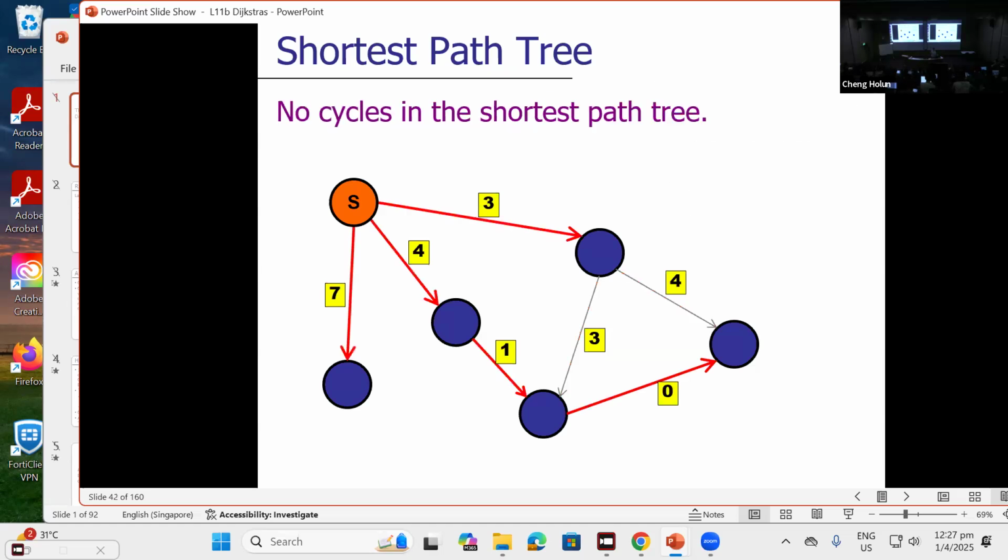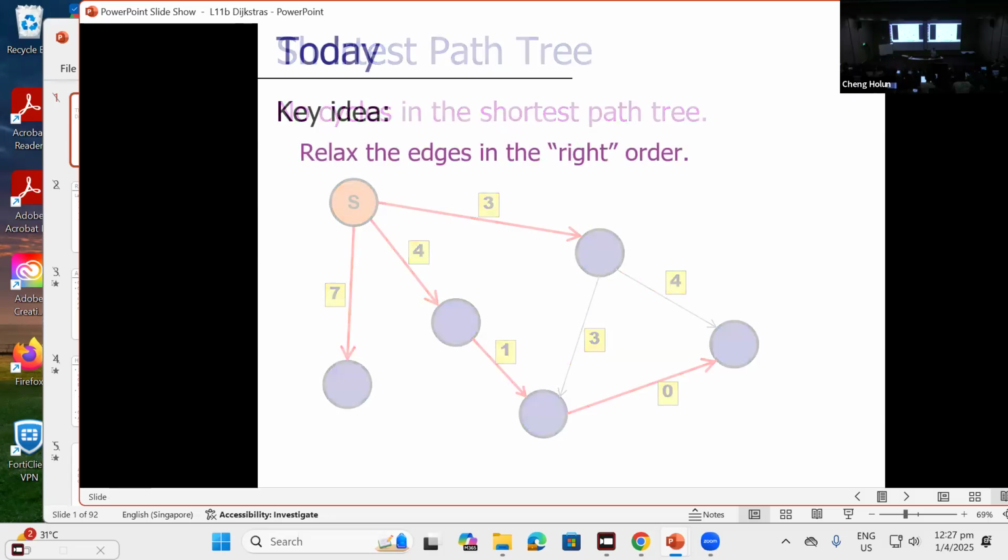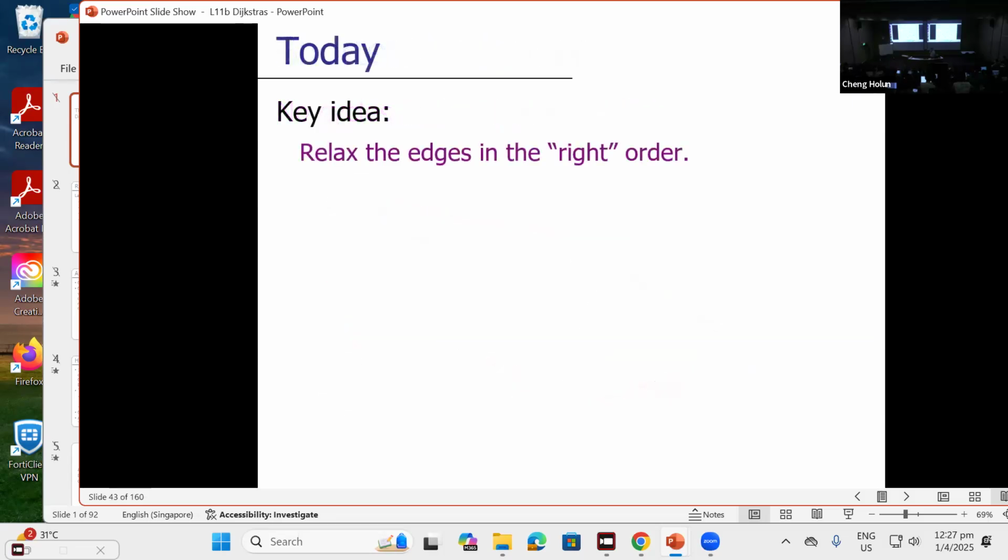The shortest path will have no cycle, okay? And today we do an even more clever way. This guy is called Dijkstra, okay? Dijkstra is a very famous figure, like our heroes in the past. He actually came up with a very clever algorithm.